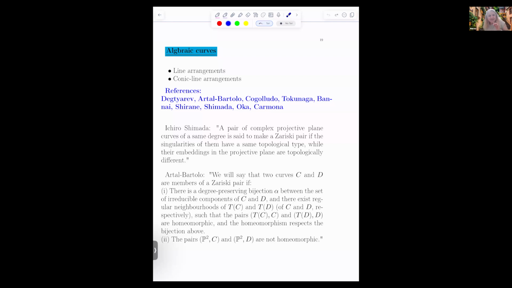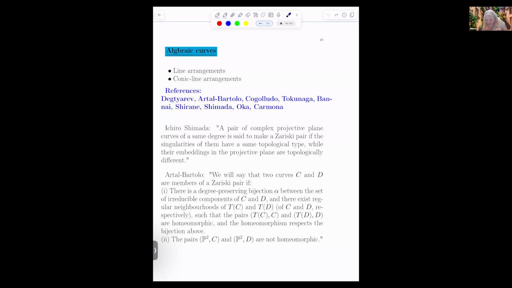Now, I cite here exactly the words of Ichiro Shimada, that a pair of complex projective plane curves of the same degree is said to make a Zariski pair if the singularities of them have the same topological type, while their embeddings in the projective plane are topologically different. And exactly what Artel Bartolo says, I mean, all these definitions of Zariski pairs are more or less equivalent, okay? So you can choose with which definition you want to work with. So I will give the definition of Artel Bartolo.